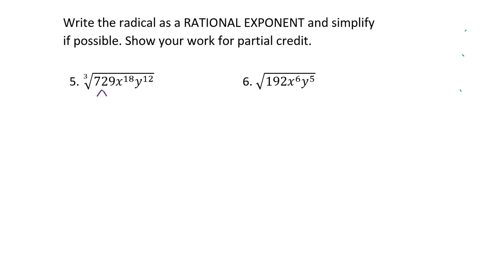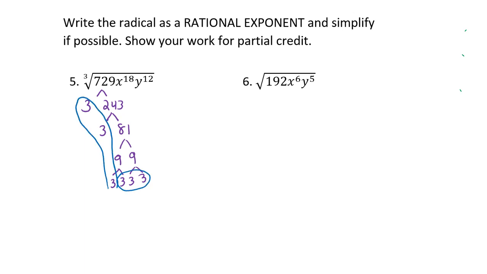So I'm going to break down 729. I know that 3 times 243 would be 729, and then 3 times 81 is the 243, and 9 times 9 is 81, and 9 is 3 and 3, 3 and 3. And since the index is a 3, I'm looking for 3 of the same number. I have 2 different sets of 3 of the same number. So I'm going to have 3 times 3 outside of the radical.